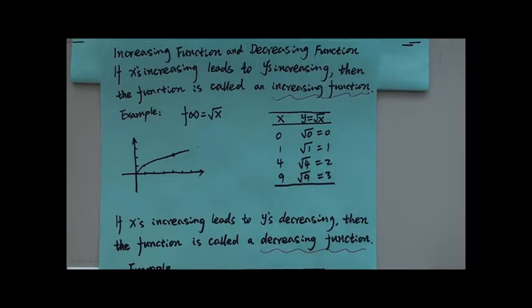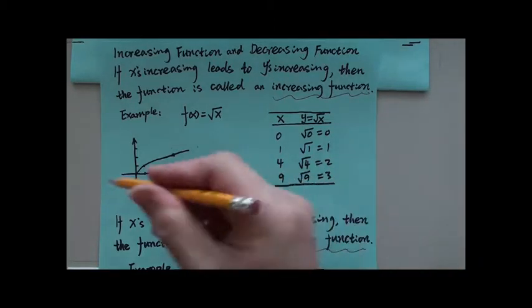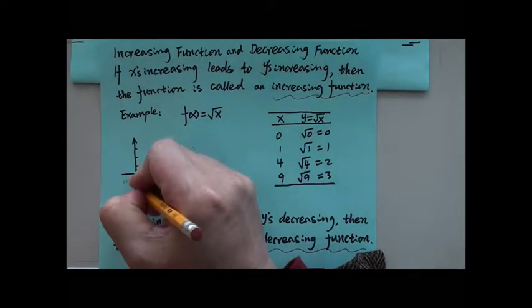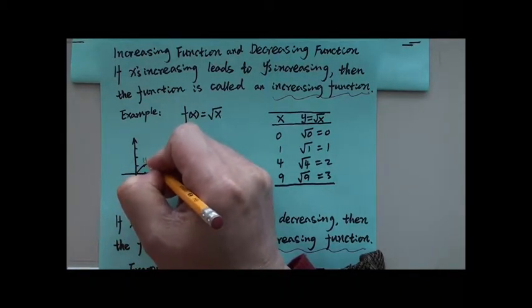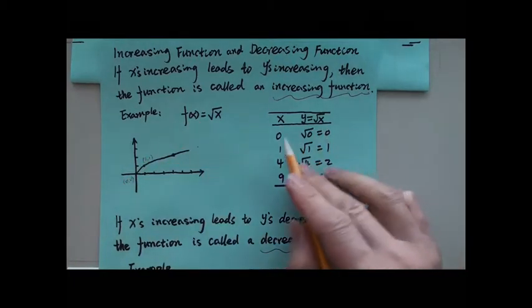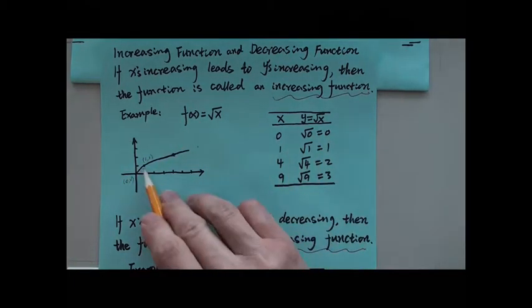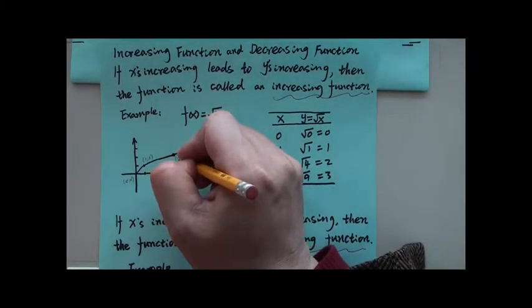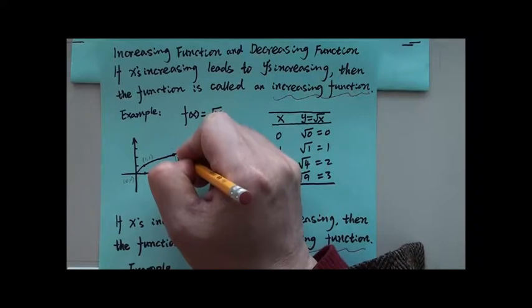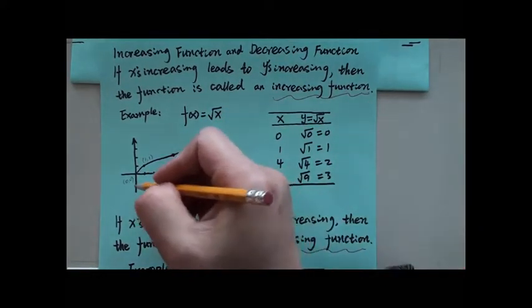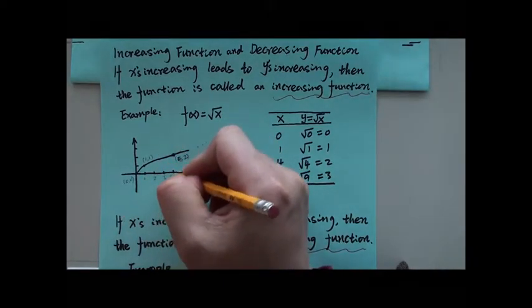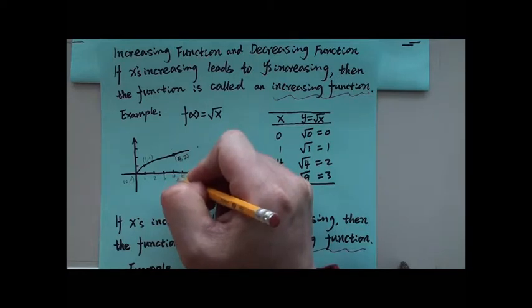0, 0 is right here. And 1, 1 is right here. 4, 2 is here. So you can see 1, 2, 3, 4, 5.